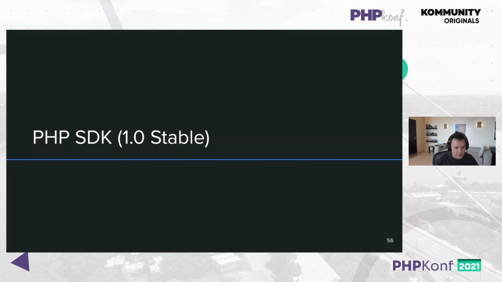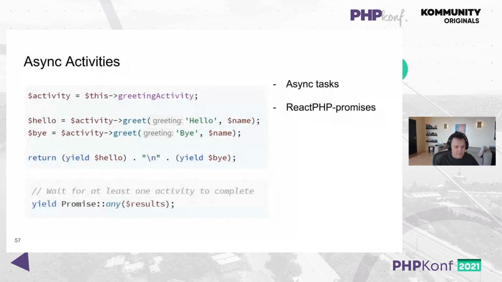What else do we have in the PHP SDK from the workflow perspective? Well, obviously, because it is async PHP, we can have async tasks. Here are two examples. In example number one, we scheduled two activities, hello and bye, and then we blocked on hello, but bye at this moment has already been scheduled as well. So we're basically going to be waiting for two activities at the same time.